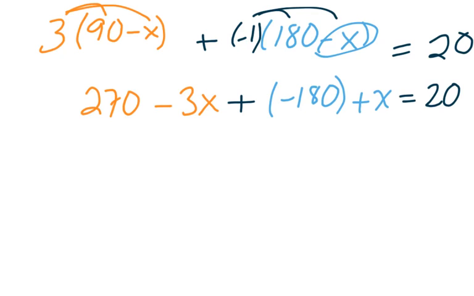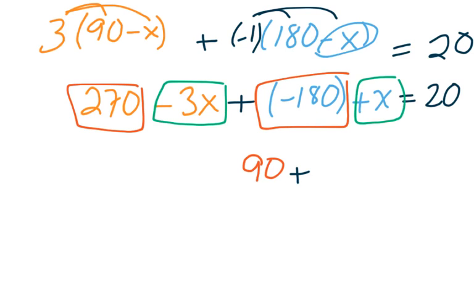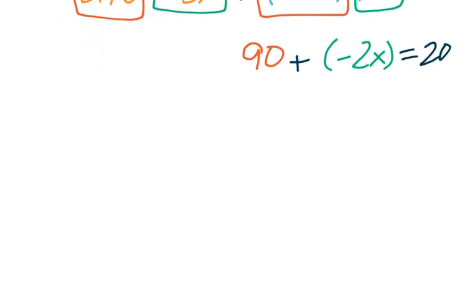I can combine like terms on the left-hand side. I have some constant terms here. So 270 minus 180 is 90. Plus, I also have some variable terms. I have minus 3x and x. When I have minus 3x plus x, I have minus 2x. And that's equal to 20.